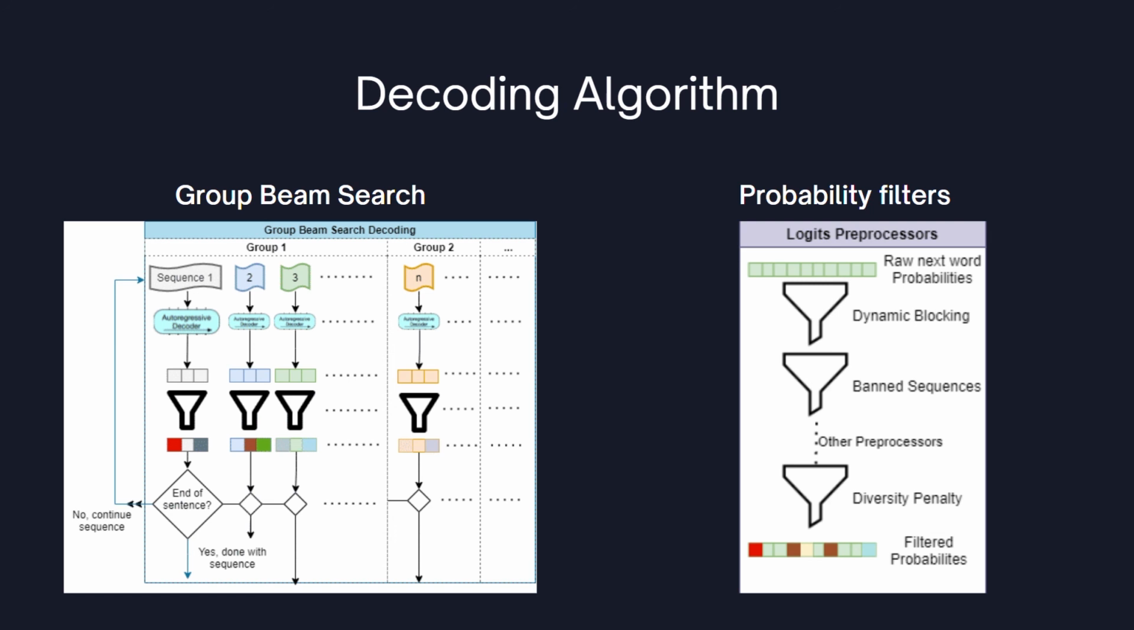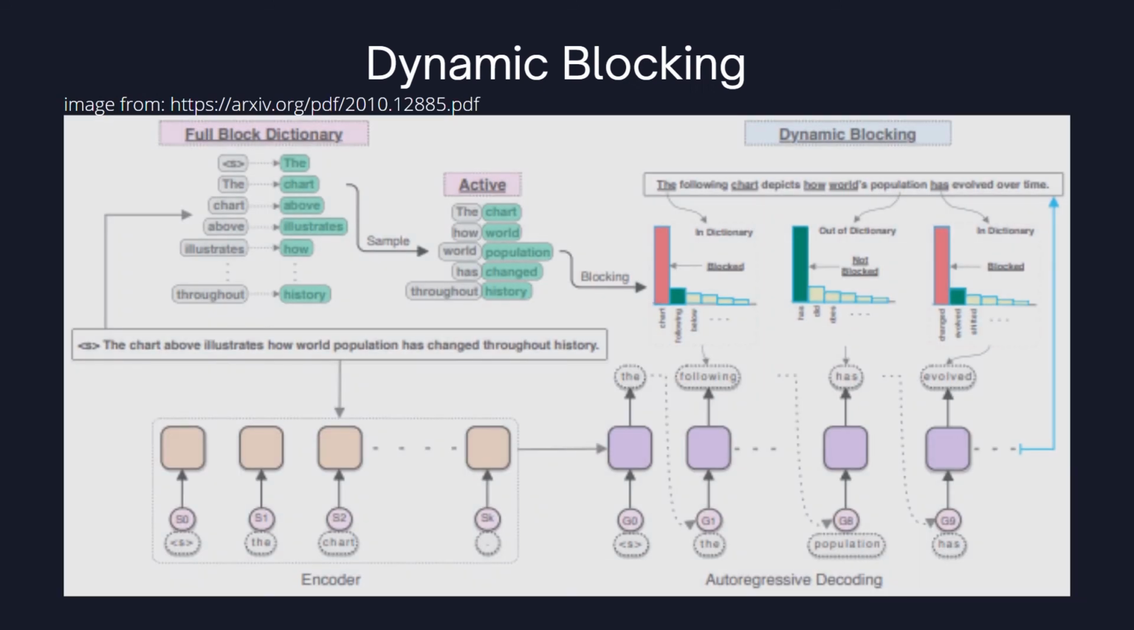These are some of the filters that are applied to the probabilities. These are responsible for making the results more varied and interesting. Let's see how they work. This is the dynamic blocking filter. It works by creating pairs of words based on the original sequence. For example, the start token goes with the, the with chart, chart with above, and so on. Then, we randomly choose some of these pairs, typically 50%. As we follow the decoding process, we make sure that these pairs of words do not occur. So, for example, if we see the word has, we reduce the probability of the word changed to 0.